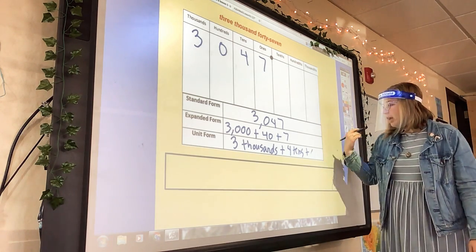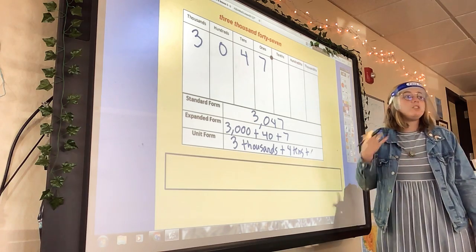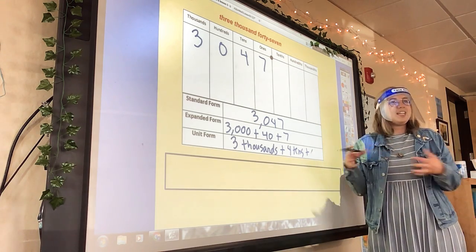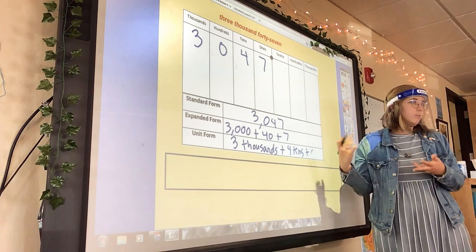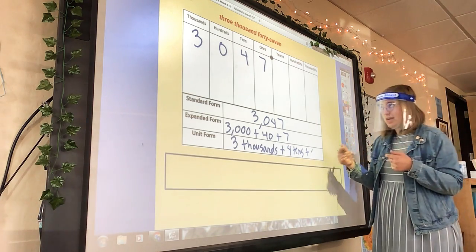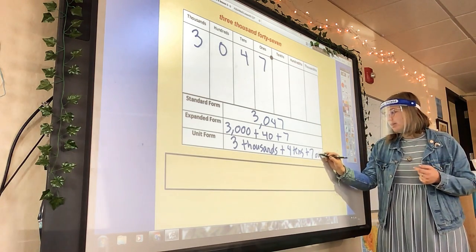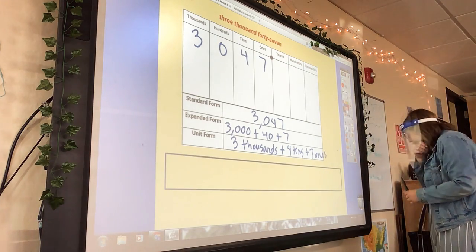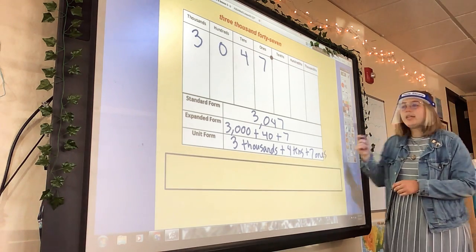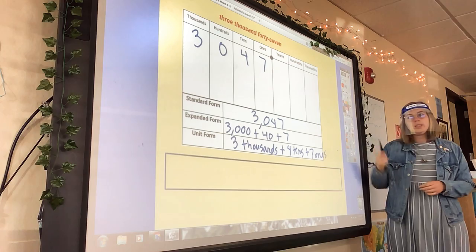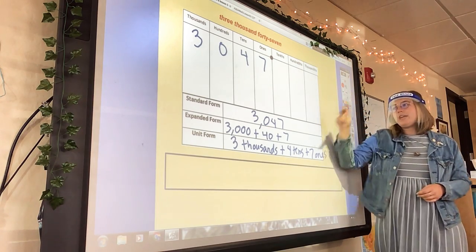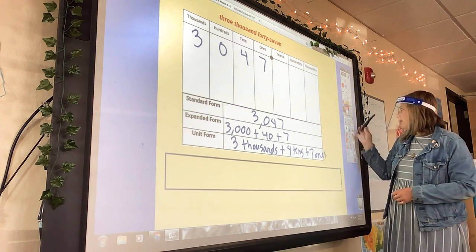Alright. So Charlie, good question. It would be just 4 tens, but if we were going to say it in a different form, it would be 40 ones. But it's more correct to say 4 tens. Okay? And then 7 ones. Alright. Any questions on what I just did? Okay. So we've got word form, we've got standard form, expanded form, unit form.